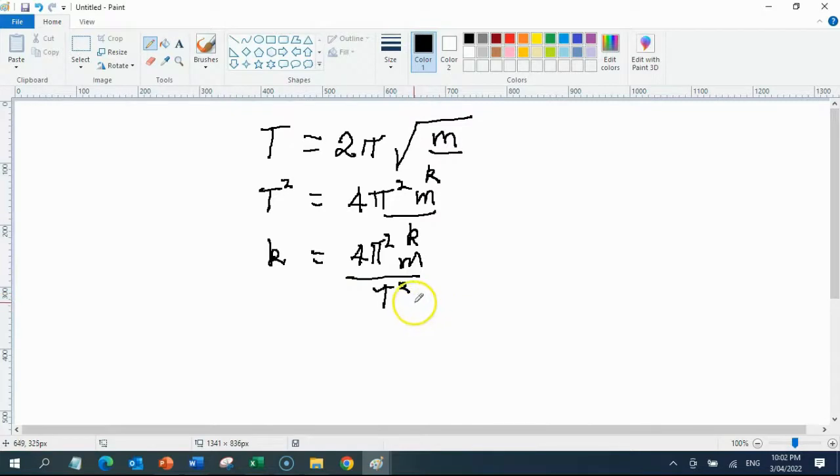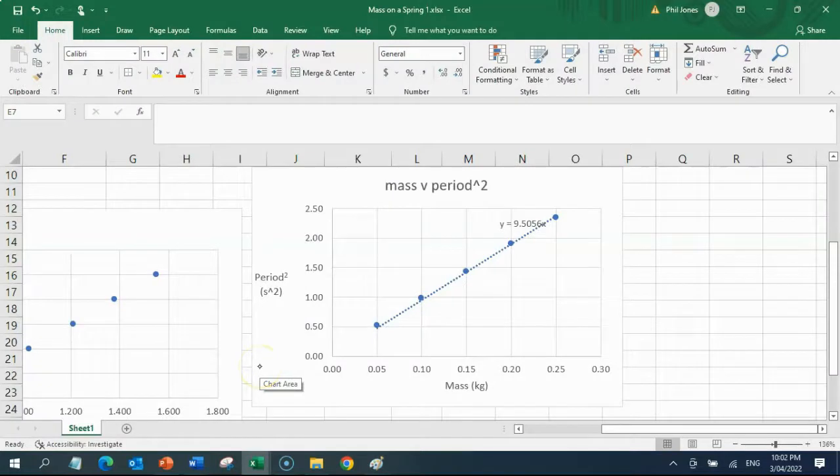So going back now to the graph, the gradient of this graph is t squared over m. In other words, the reciprocal of what we were just looking at. So if I get the reciprocal of this gradient here, and multiply that by 4 pi squared, that should give me the value for k.